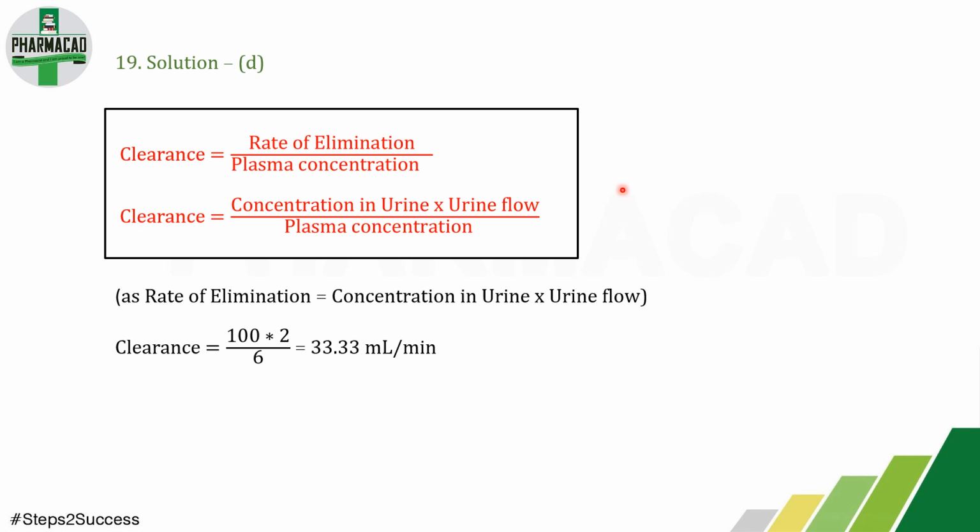So the formula for clearance is rate of elimination divided by plasma concentration. And we have one more formula for clearance that says concentration in urine multiplied by urine flow divided by plasma concentration. So as the rate of elimination is equal to concentration of urine into urine flow, the clearance can be calculated with the given numbers and we get 33.33 ml per minute. Hence the correct answer is option D.